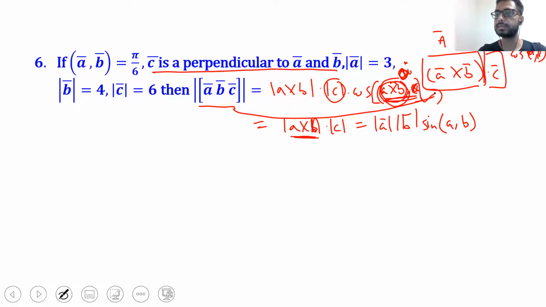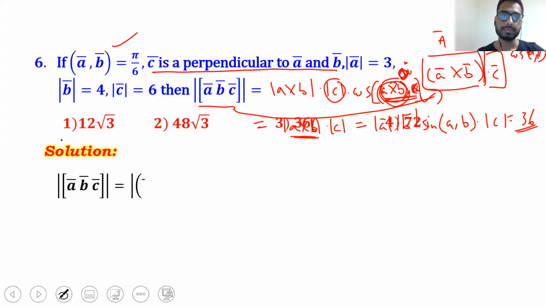In this case, theta is the angle between A and B, and the angle between A and B is given as pi by 6, into magnitude of C. So substitute the values and we get the answer. Sine of theta is nothing but sine of pi by 6. Sine pi by 6 is half, and I have A is 3, B is 4, so 2 into 2 cancels out, and 6 times 12, 3 times 36... so your answer is going to come as 36.